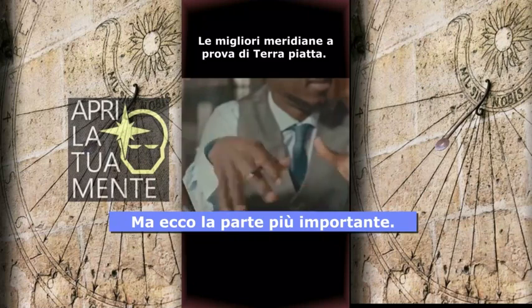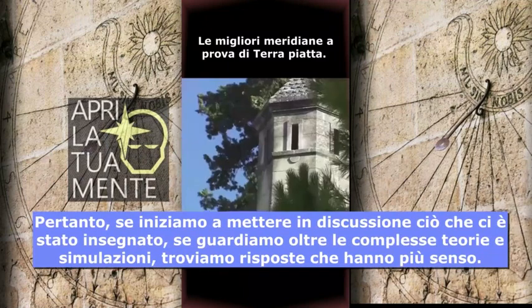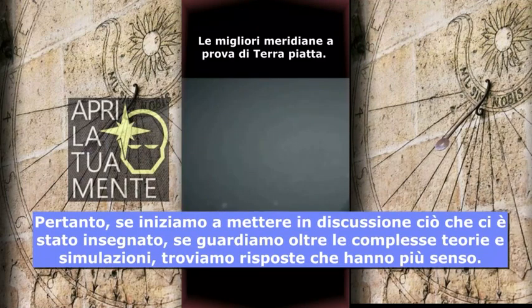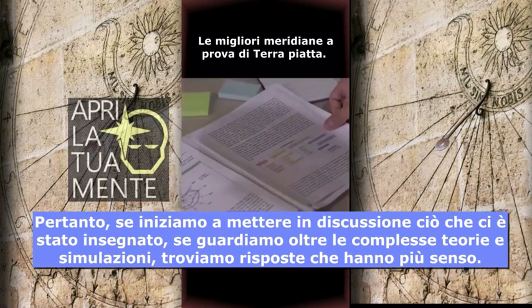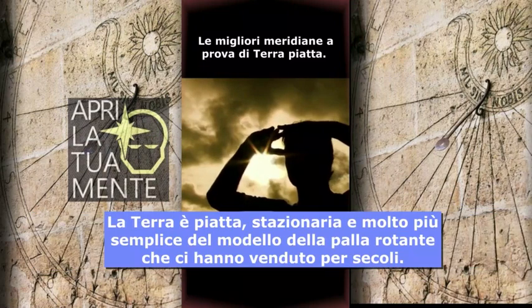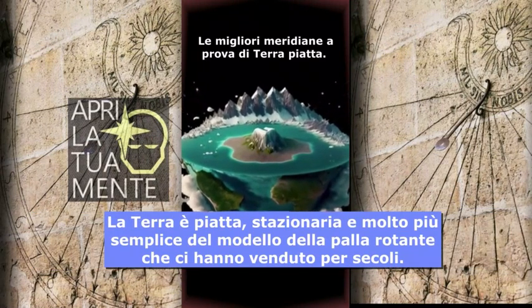But here's the most important part. The sundial experiment is just one piece of the puzzle. Therefore, if we start to question what we've been taught, if we look past the complicated theories and simulations, we find answers that make more sense. The Earth is flat, stationary, and much simpler than the spinning ball model we've been sold for centuries.